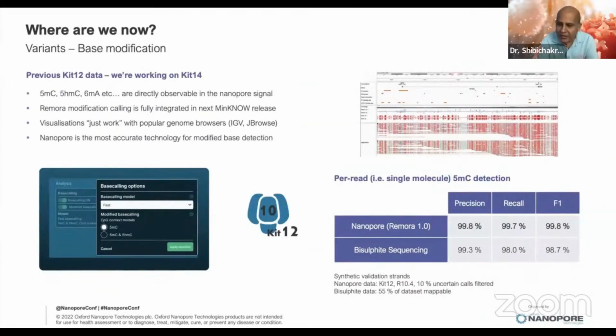So we are now with Remora. Remora is the latest for methylation. And here are some examples. You can see the precision and accuracy. It's giving the best bang for your buck compared to bisulfite sequencing. So if you are into methylation, Nanopore is the best option for you right now. You can do both genomics and epigenomics. I think that's the last slide.